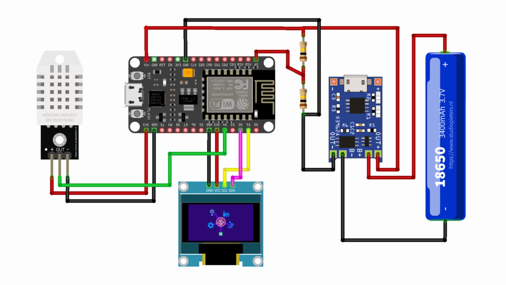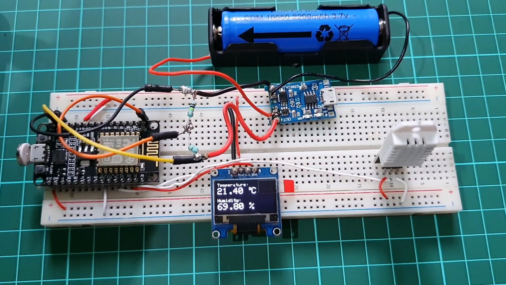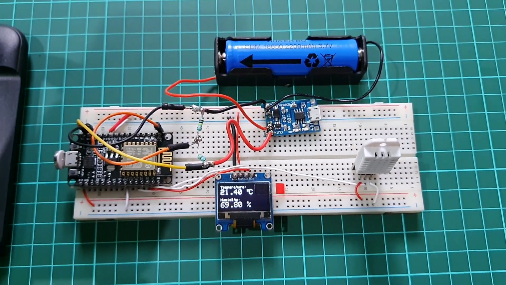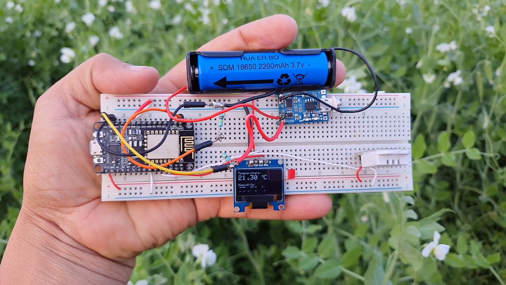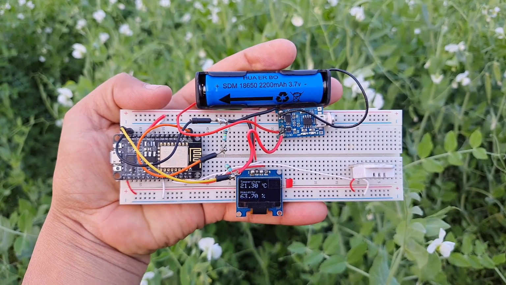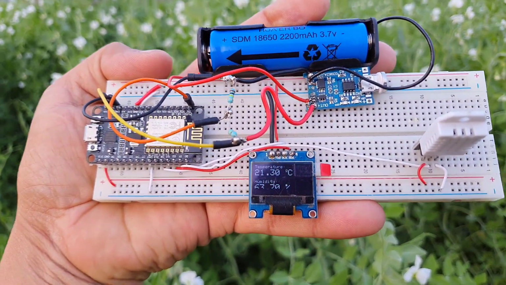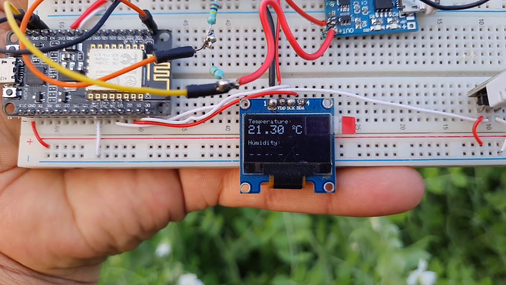Here is a complete assembly of the project. This is the same connection as shown in circuit diagram. For testing, you can use a lithium-ion battery of any capacity. For example, I am using a battery with a capacity of 2200 mAh. You can simply assemble the circuit on a breadboard.